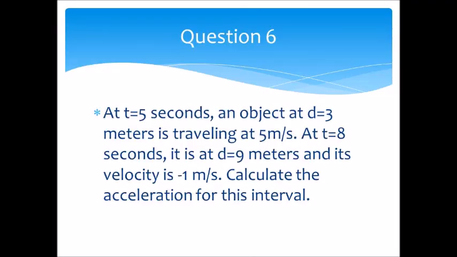At 5 seconds, an object is at 3 meters and traveling at 5 meters per second. At 8 seconds, it is at 9 meters and its velocity is negative 1 meters per second. Calculate the acceleration for this interval. So there are different ways of solving this problem, but I'm going to do the one I think is the easiest. So what we're given is we know that time 1 is 5 seconds. We know time 2 is 8 seconds, which gives an overall change in time of 3 seconds.